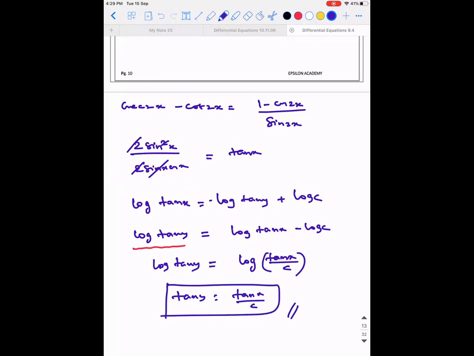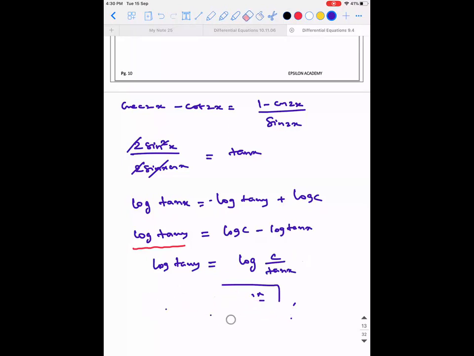Sir, it's log c minus log tan x. Log tan y is equal to log c minus log tan x, right? Yeah. That's right. Log c minus log tan x. So you will get c divided by tan x, correct? Then you will have tan x into tan y is equal to constant. Is that the answer they have given? Yes, sir. Okay. So tan x into tan y is equal to constant. This is the required general solution.